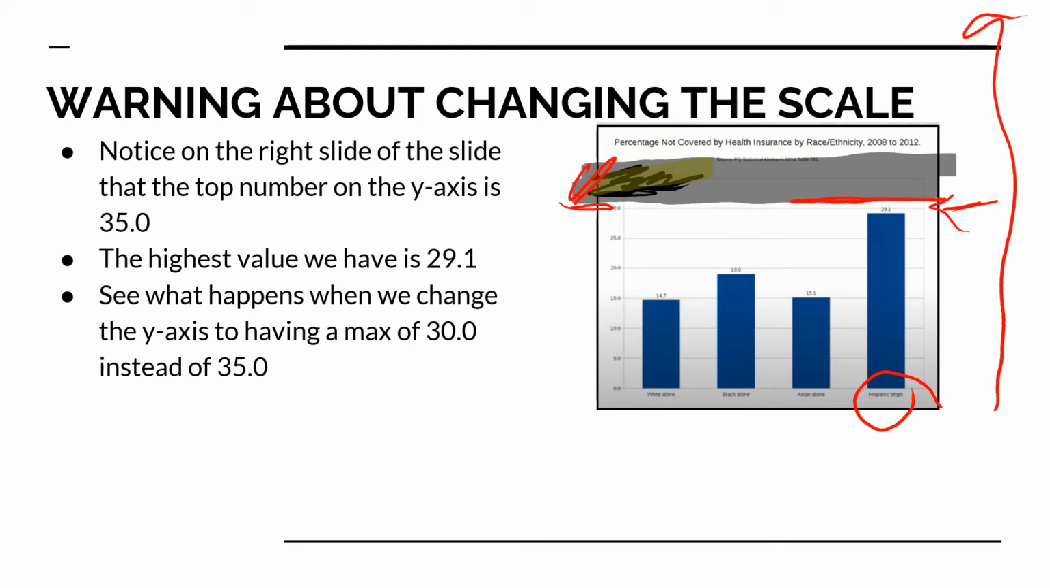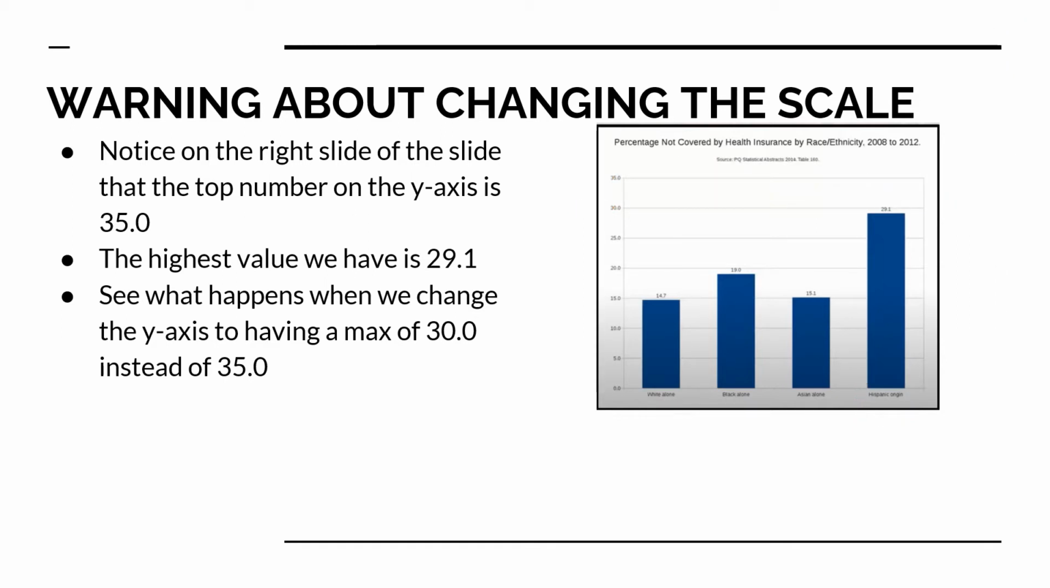Given how, when we first looked at this graph, it was at 35%, what if we decided to just double it? What if we went to 70% but with the same exact data? Let me show you what that looks like real quick.